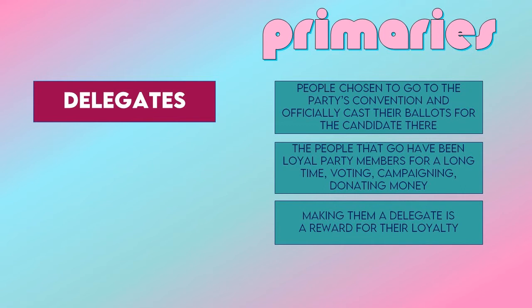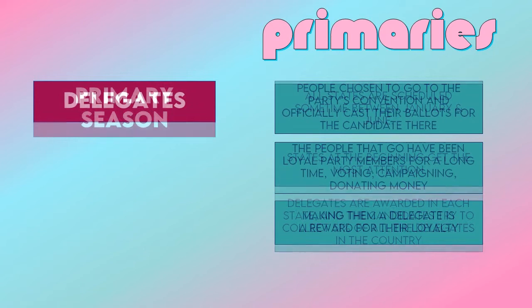As a reward for their loyalty, they get a trip to the convention and they get to cast a vote for which candidate the voters chose. So it's really a ceremonial thing. They could technically change their vote when they get there, but since these people are picked for their loyalty, they're the people that are least likely to do so.